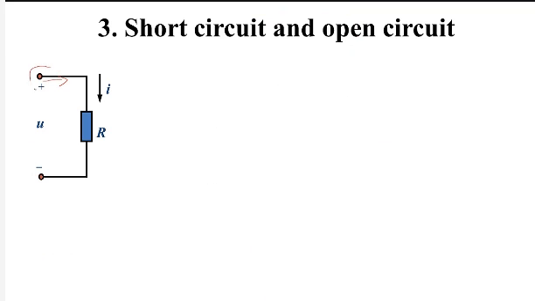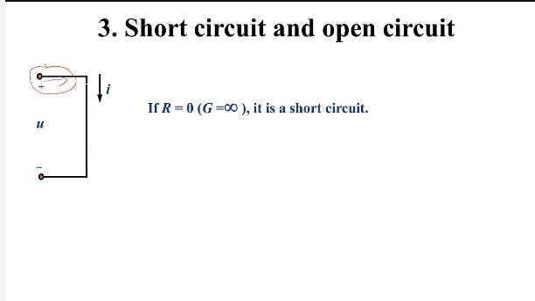Reference directions. If the resistance equals 0 or the conductance equals infinity, it's an ideal line. That is a short circuit. Then, for a short circuit, intuitively, the voltage must be equal to 0 because it's an ideal line. The current is not controlled by itself, but determined by the external circuit.